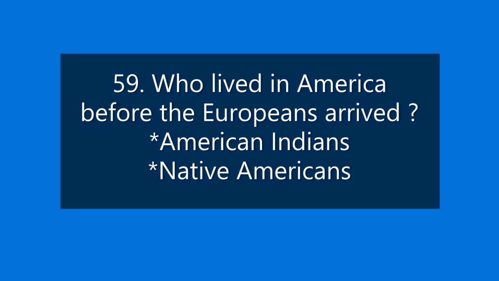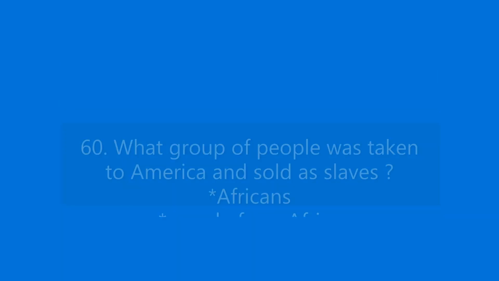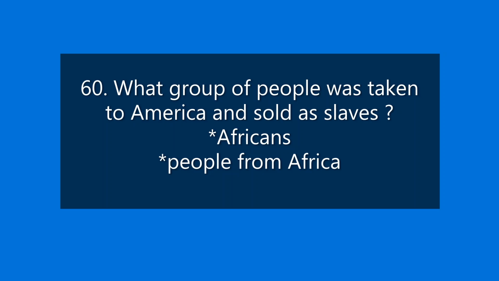Number 59. Who lived in America before the Europeans arrived? The answer. The American Indians lived in America before the Europeans arrived. Number 60. What group of people was taken to America and sold as slaves? The answer. The Africans was taken to America and sold as slaves.